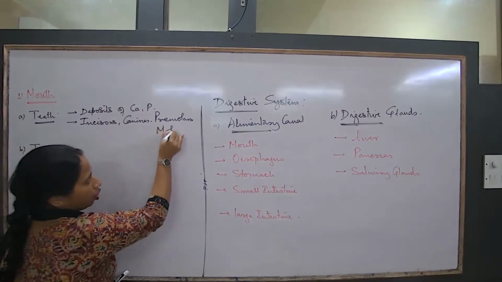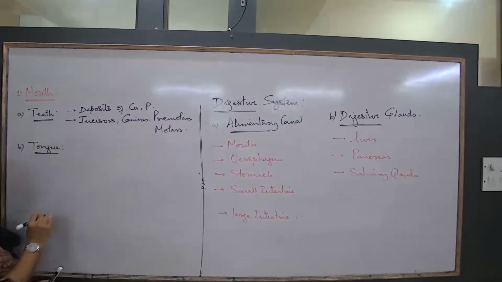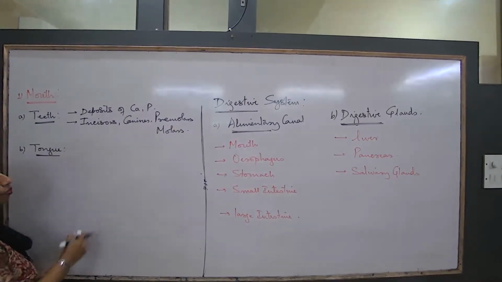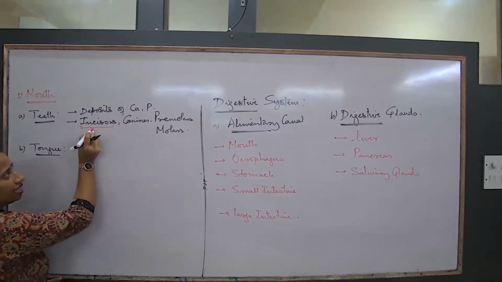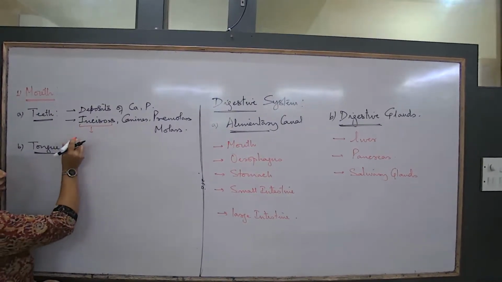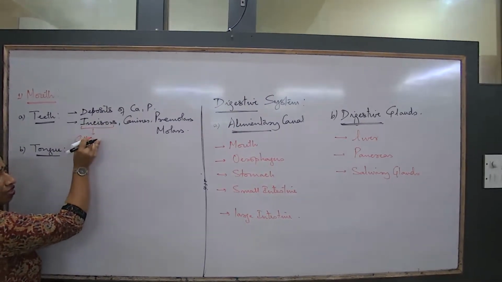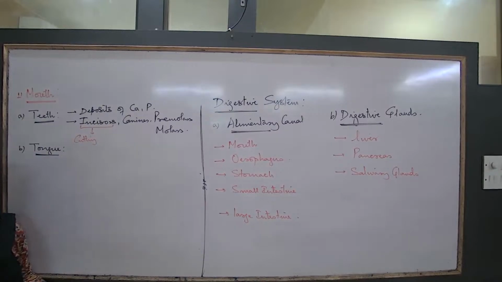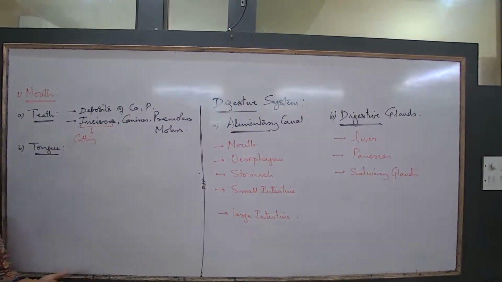So now, talking about the 4 types of teeth and their respective functions. What is the function of the incisors? Something like cutting, biting. Take a bite of an apple, that is the incisors.